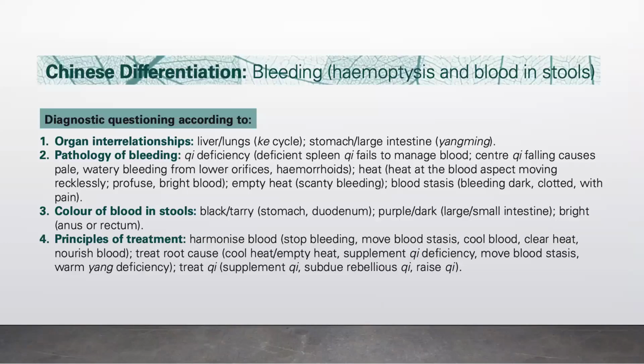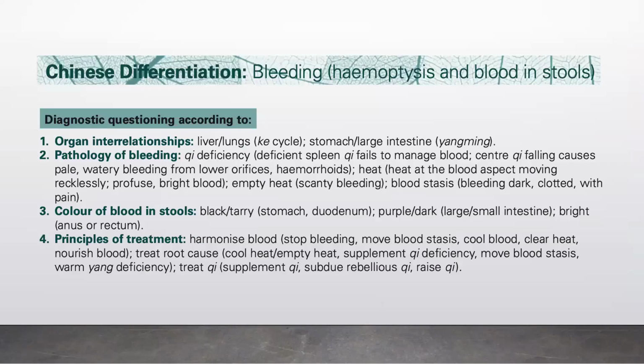Now we look into the color of blood in stools. If the stools are black and tarry, it can be a problem from the stomach or duodenum. If the stools are purple and dark, it could mean the problem comes from the large and small intestines. And if the stools are bright colored, it could mean a problem from the anus or the rectum. Next, we go into the principles of treatment.